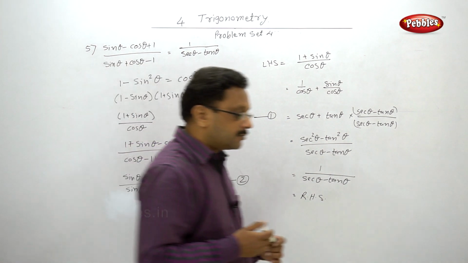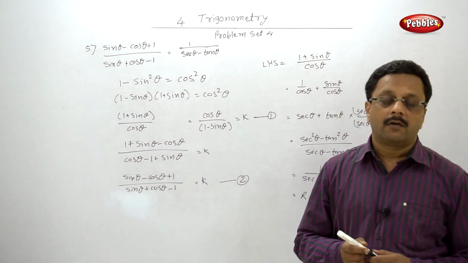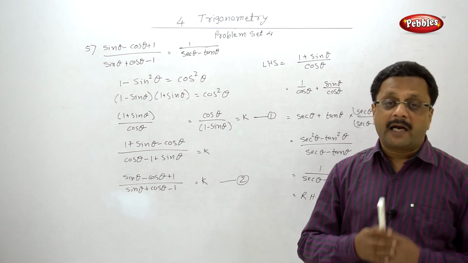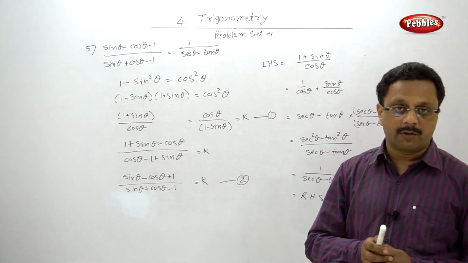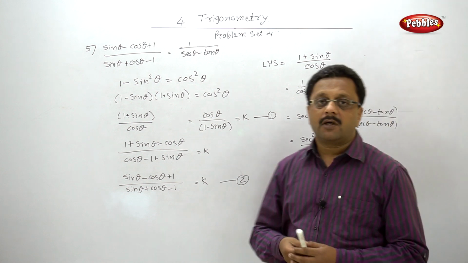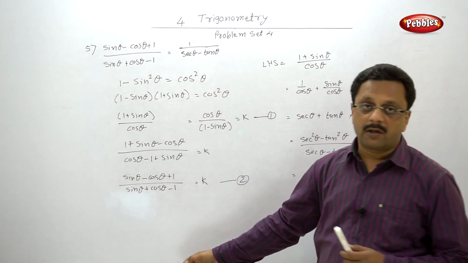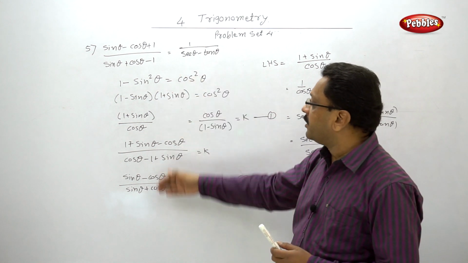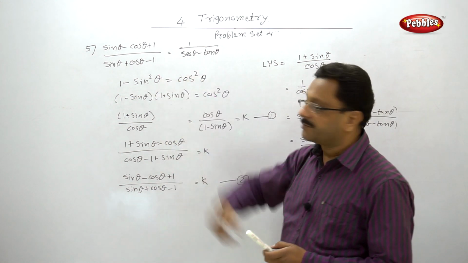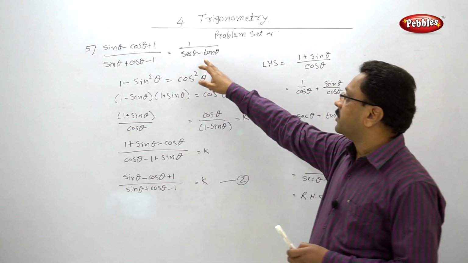I know these sums are quite tricky to understand, but there is no other way than practicing as many sums as possible, because many sums are of different types. So this kind of sum you have to solve in this way. First start with some identity and get some value here, and then solve this.